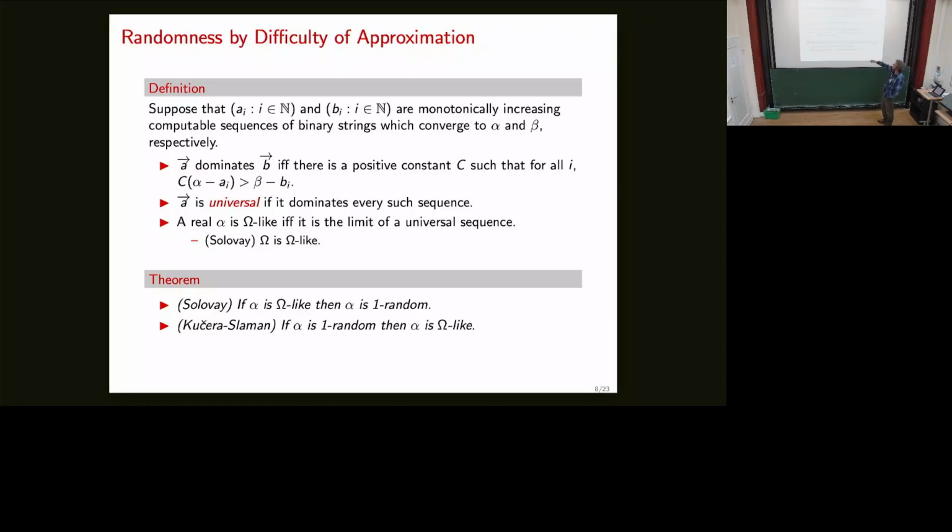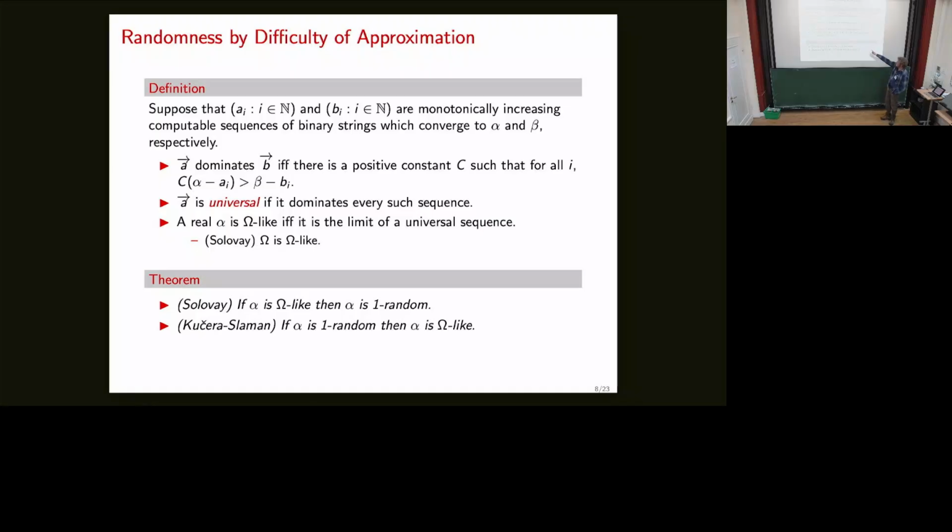Okay. Then you say that A dominates B if there's a positive constant such that, modulo a multiplicative constant, the rate at which A converges to alpha is slower than the rate at which B converges to beta. So the distance between A_i and the limit alpha is greater than the distance between B_i and the limit beta. The A's are going to alpha no faster than the rate at which the B's are going to beta. So it's a convergence domination. Okay, so A dominates B.